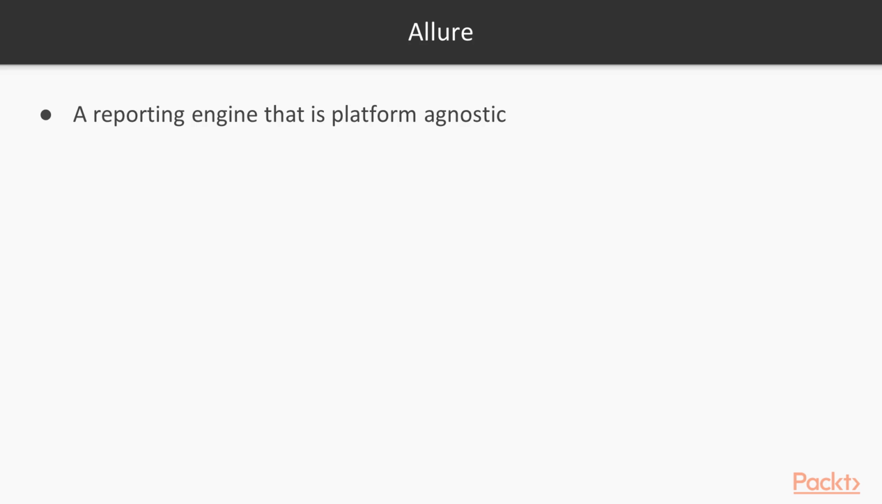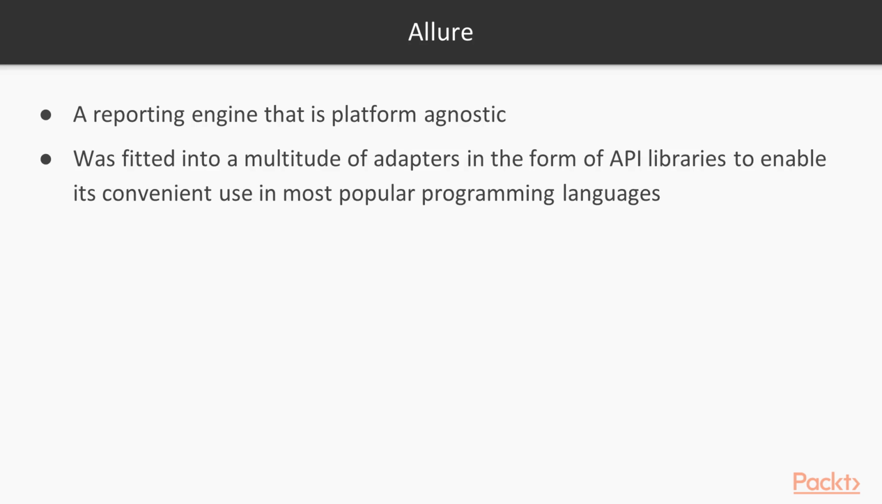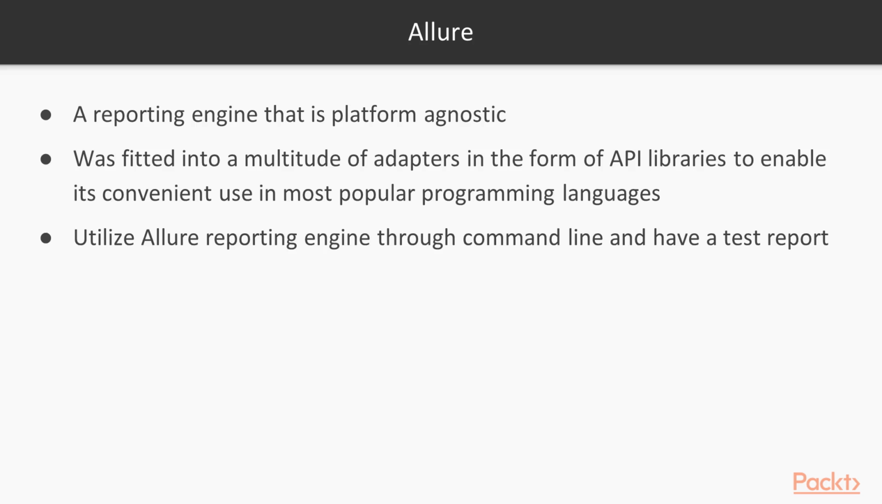In essence, Allure is a reporting engine that is platform agnostic. This engine was fitted into a multitude of adapters in the form of API libraries to enable its convenient use in most popular programming languages. If this doesn't float your boat and you want to use a magic unicorn language with a total community of 14 people, do not worry. With a ton of effort, you can utilize Allure reporting engine through command line and have a test report just like people with communities of more than 14 people have.